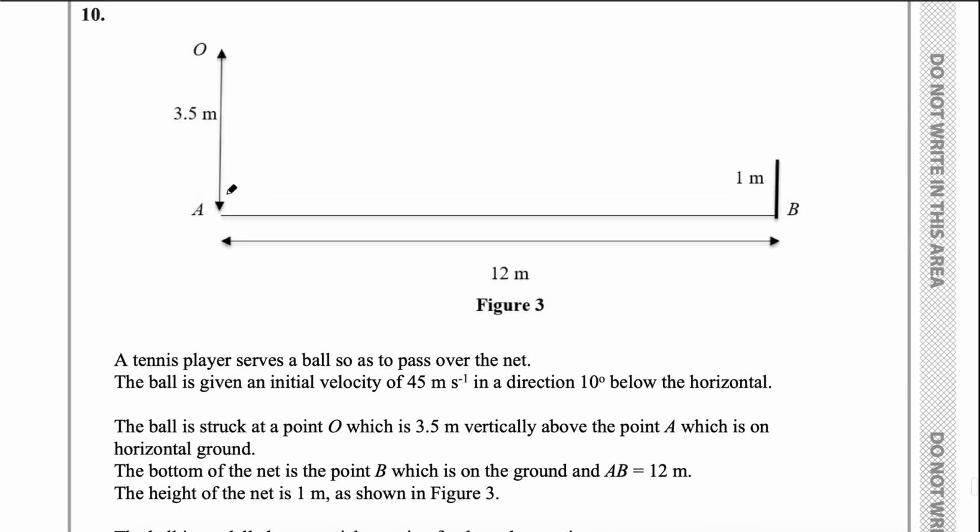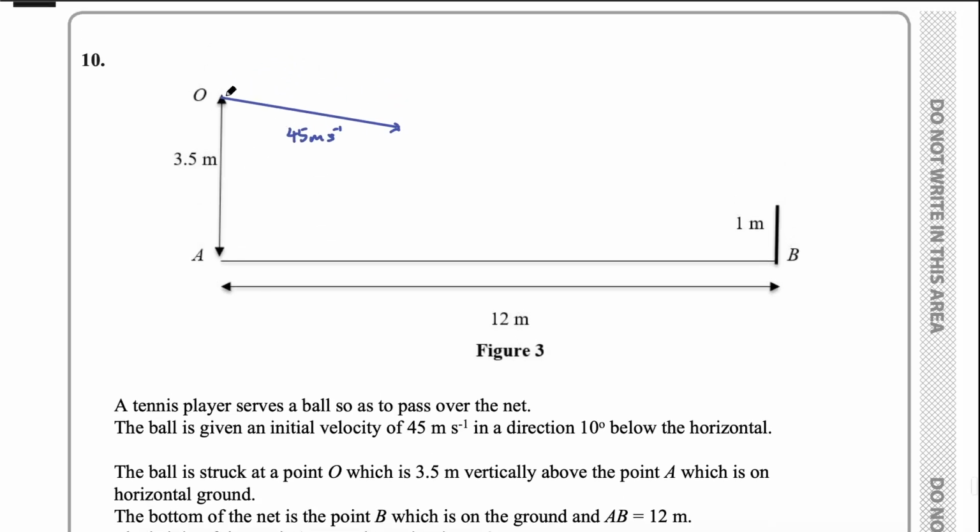We have the ball 3.5 meters above the ground as it's hit, and the net over here of 1 meter in height. And one thing we can draw in is the velocity vector. So we've got a velocity 10 degrees below the horizontal, and that is 45 meters per second. So let's draw in horizontal up here as well. Okay, so that would be horizontal, and then this is 10 degrees in here.